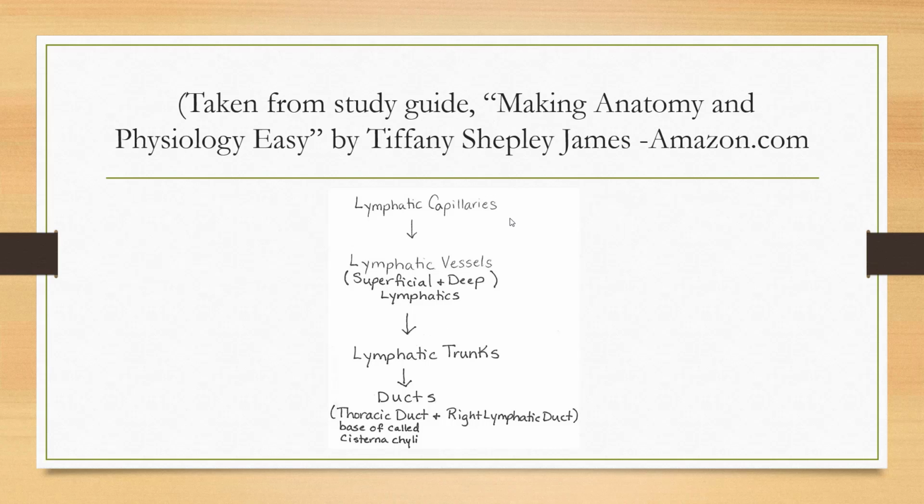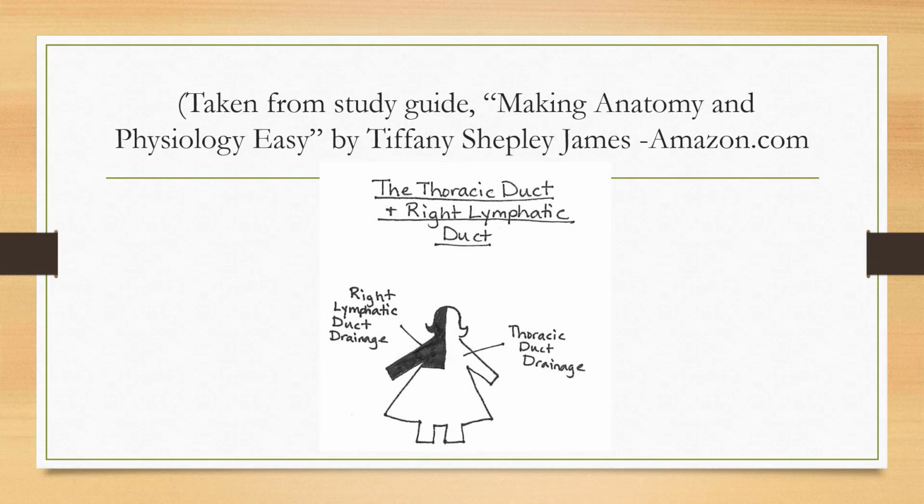So here's a little overview of what we've talked about so far, and we're going to also look at it in an image. So we've got the lymphatic capillaries that will flow to the lymphatic vessels, of which there are superficial and deep. Then we go into the lymphatic trunks, then into the ducts, which we have the thoracic duct, and we have the right lymphatic duct. The thoracic duct carries lymph from tissues inferior to the diaphragm and from the left side of the upper body. The smaller right lymphatic duct carries lymph from the rest of the body.